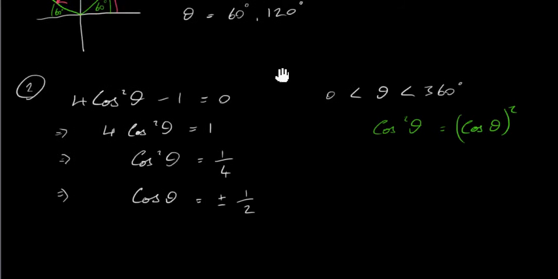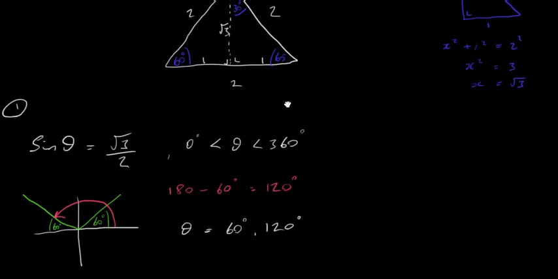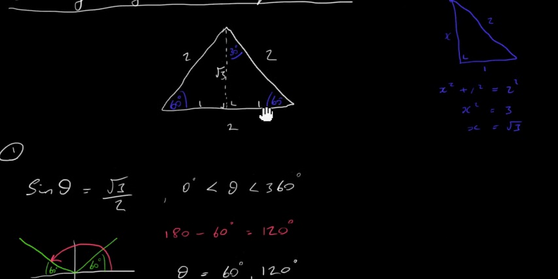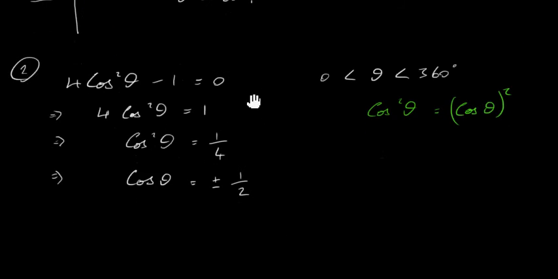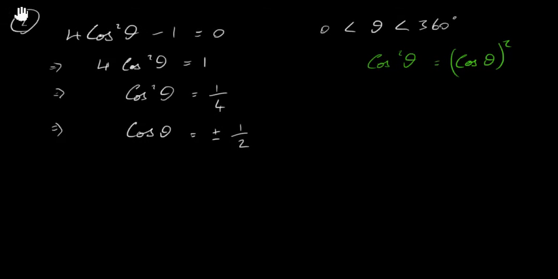Okay, so let's work out. If we go back to our original triangle again, we want cosine to be 1 over 2. So here's 1, here's 2. So 1 over 2 will be the cosine of 60 degrees. It's the cosine of 60 degrees here. So let's just work that out for all angles between 0 and 360. So again, if we just draw a little xy axis here, let's take theta is going to be 60 degrees.